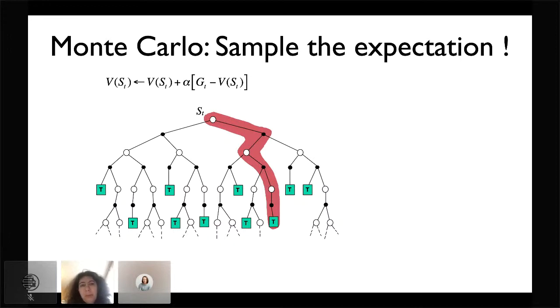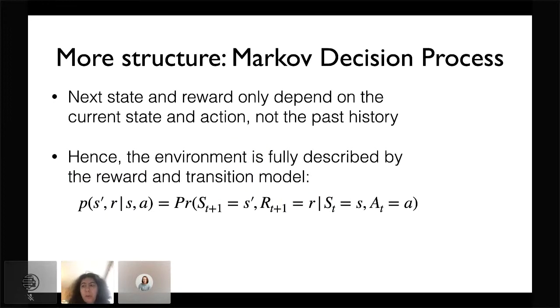And so a lot of what we're going to talk about is methods that try to do these updates a little bit faster, that don't necessarily require the agent to wait until the end of the game. We can assume that the environment has more structure, and typically this structure is called a Markov decision process. What this means is that we assume that the next state and reward that the agent will see only depend on the current state and action and not the past history that preceded them. This is the Markovian property.